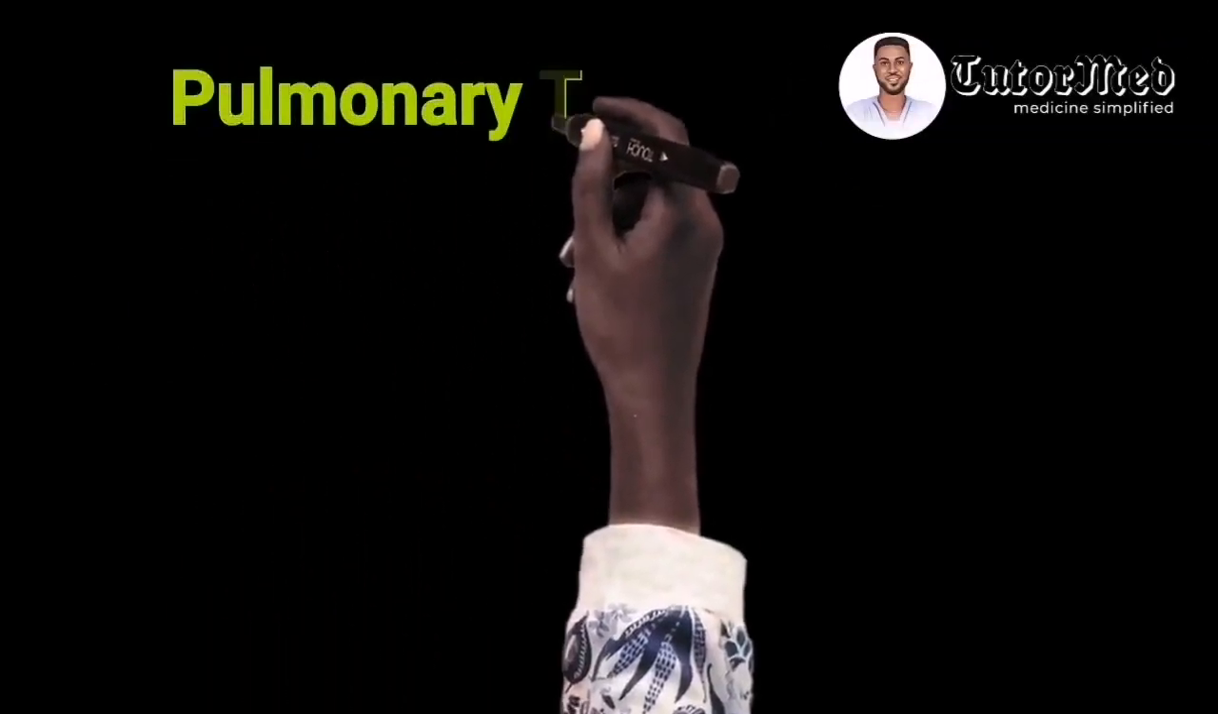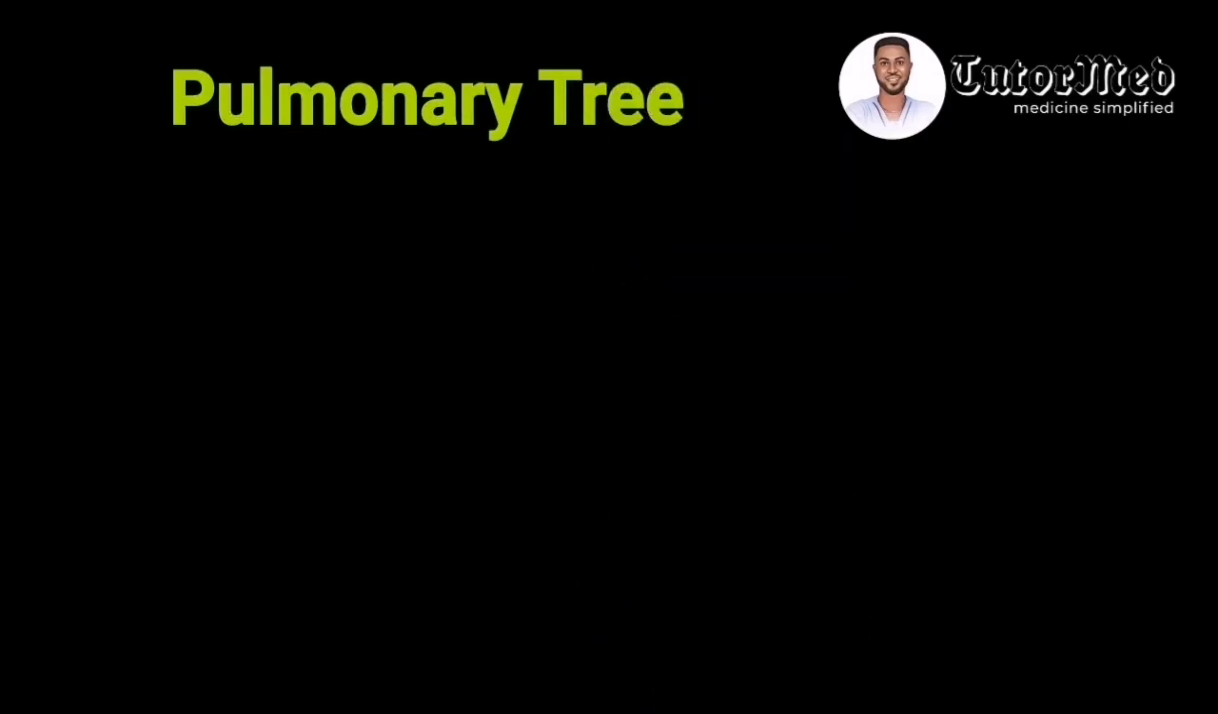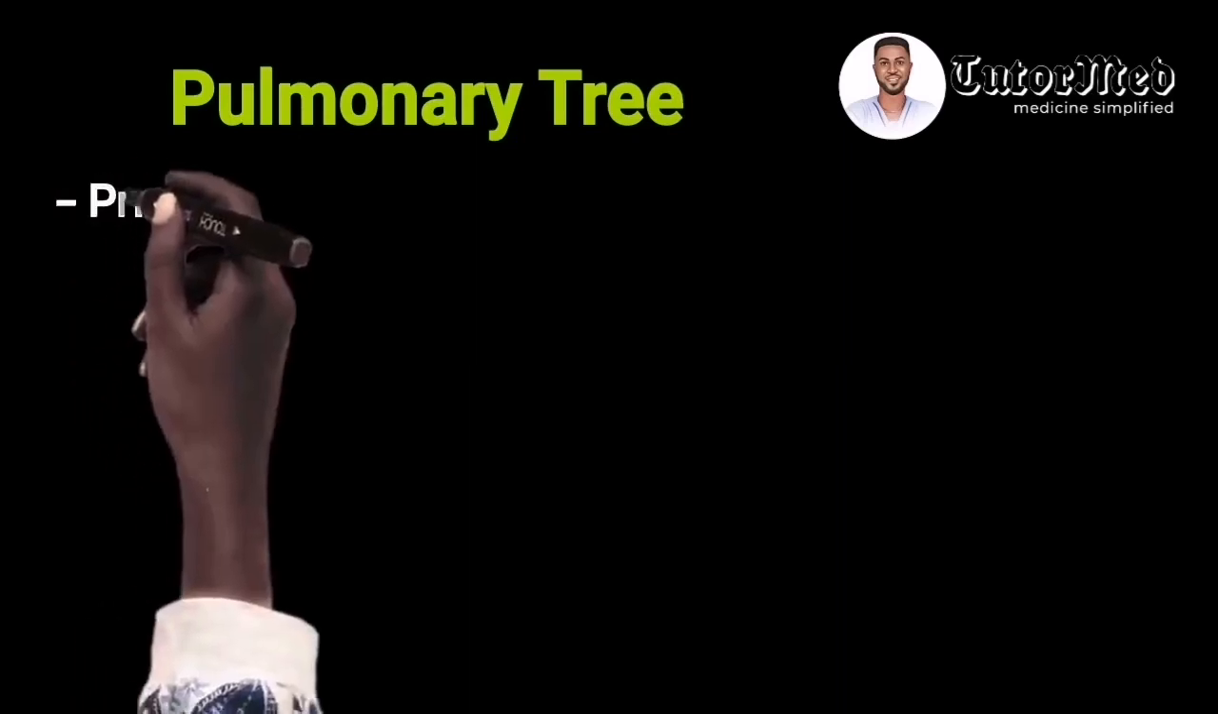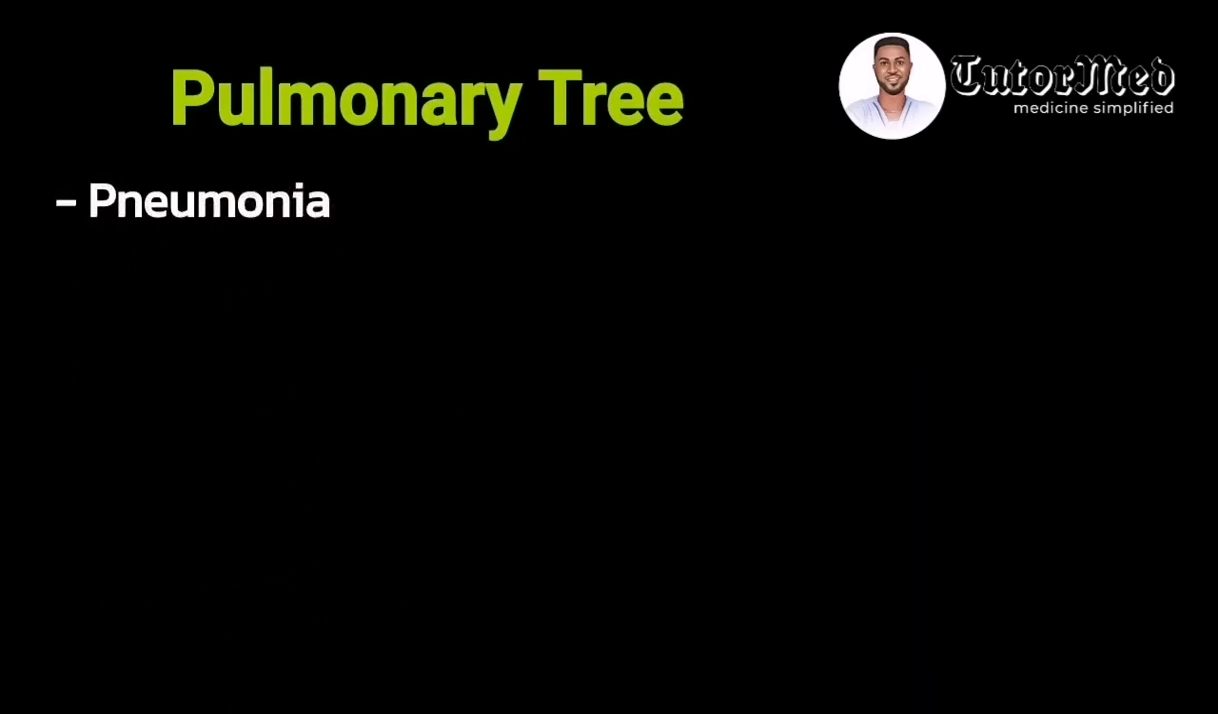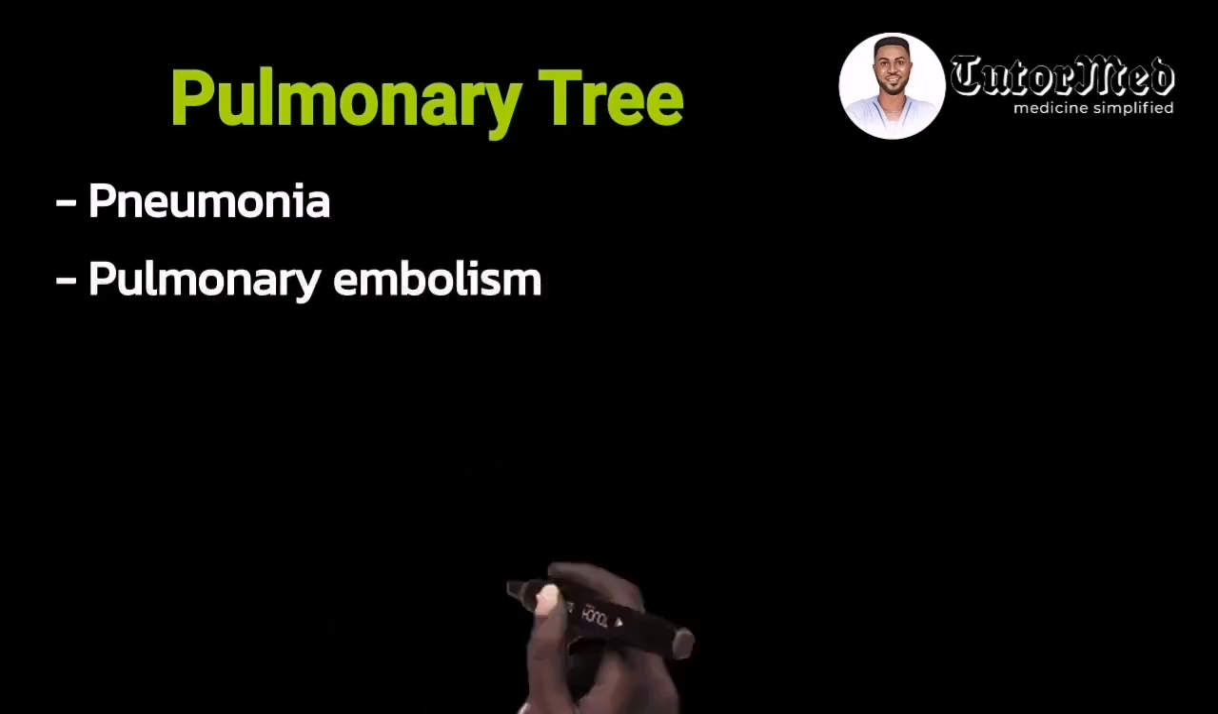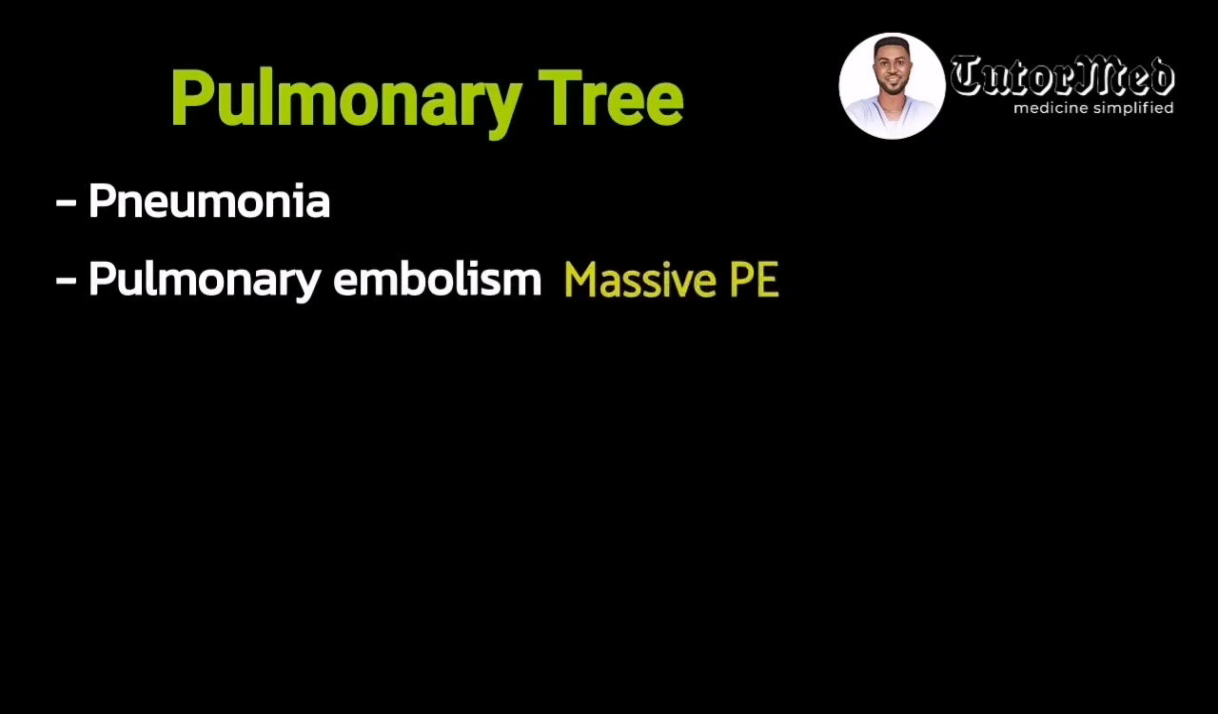So then, what can occur in the pulmonary tree or the respiratory system to give chest pain? First, we have the infection of the lung parenchyma, otherwise known as pneumonia. It could be bacterial or mycobacterial, or even viral or fungal. The next, pulmonary embolism, which can be a massive pulmonary embolism or a small pulmonary embolism.